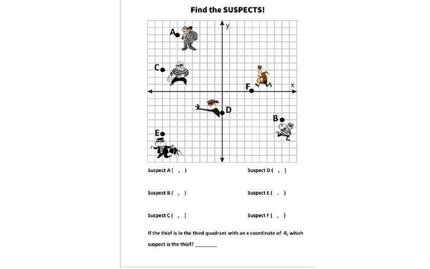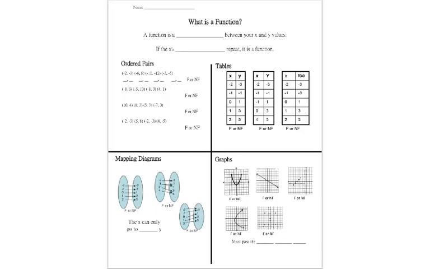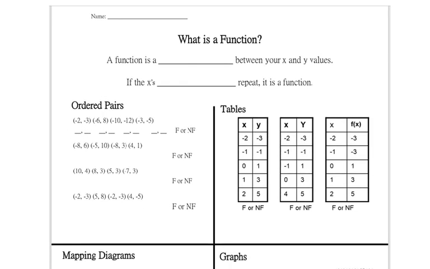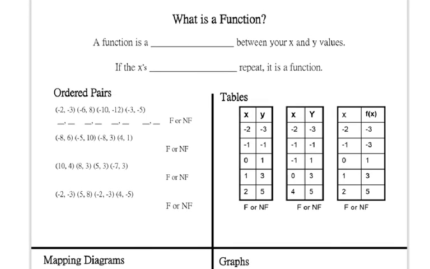Okay, once you've completed that, we have one last lesson for today, very easy, and then you are done with everything you need to know for today. When you've gotten all 6 suspects and you know which thief was the one in quadrant 3 with an x-coordinate of -8, go ahead and find this last paper that we are doing for today. Easy things, very, very easy. You have done this before. It is extremely important for Algebra 1. We need to make sure you really understand how to do this.